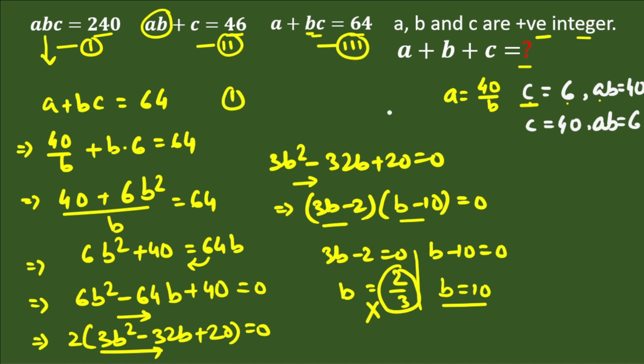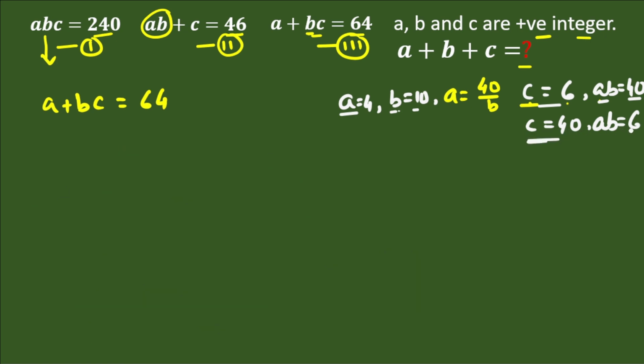Now here for the first case we have calculated the value of b, that is equal to 10, and if the value of b is 10 and ab is 40, then the value of a for the first case will be 4. So here we have calculated the values of a, b and c for the first case. Now we'll calculate for the second case. Here the value of c is 40 and ab is 6.